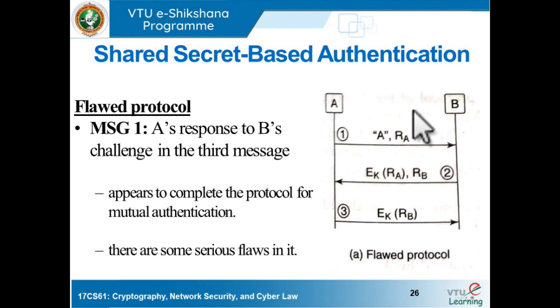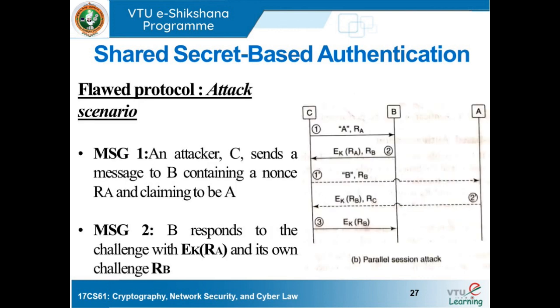Now the question that arises is, A's response to B's challenge in the third message appears to be a perfect protocol, because all the information is in encrypted form with the secret key that is shared between A and B. But yes, this protocol has some flaws in it. Now let's look at the flaws and try to overcome them.